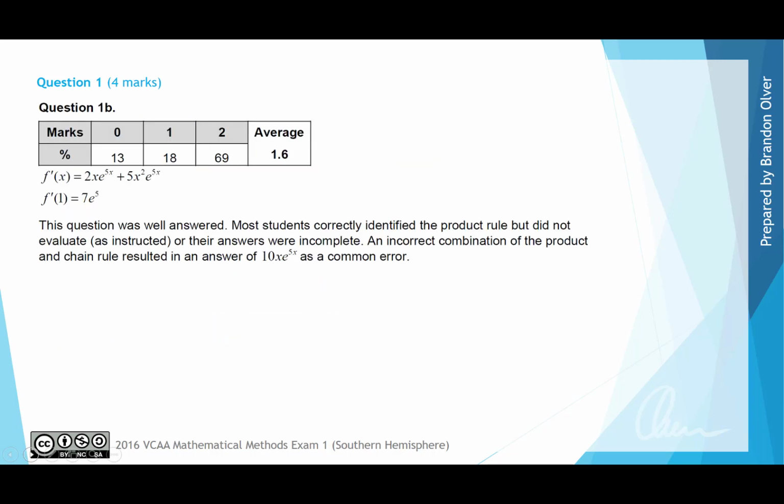So from the examiner's report, we can see that nearly 70% of students got both marks in this question, and 18% got 1 mark in this question. Most students were able to identify the product rule, which we did on the previous slide, but often they did not evaluate, or their answers were incomplete. And we can probably understand that to mean that they didn't progress from this line to this line well. Another error was an incorrect combination of the product and chain rules, which resulted in an answer of 10x times e to the power of 5x, which was incorrect.